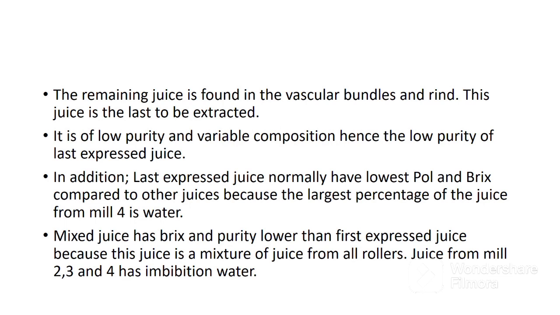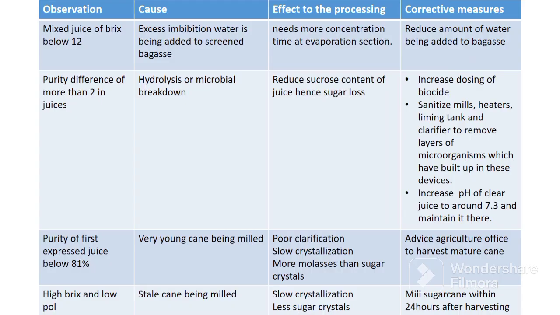The table below shows some of the deviations that you can observe in analysis of juices. You have to know the cause of that deviation. You have to know also the effect of that deviation on the processing line. And finally, you have to know the corrective measures for any deviation. So these are just some examples of those observations. If you know any other observations, kindly let us meet in the comment section.